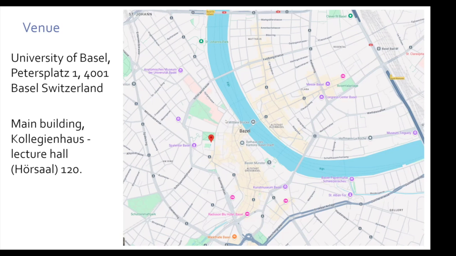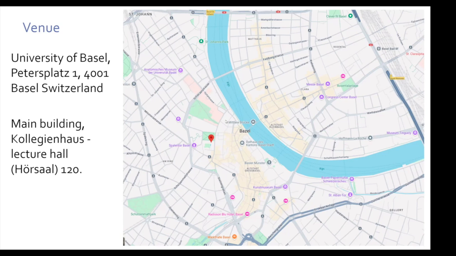It's a bit zoomed out. I could have zoomed in, and then you could have seen more map of the old city. But in the top right, you see actually the train station. So that is the other nice thing about Basel. It's quite well connected. And I will be arriving actually by train from the Netherlands at Basel Bad Bahnhof. And I have a hotel somewhere in between the venue and the train station.